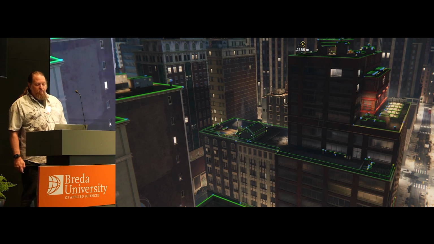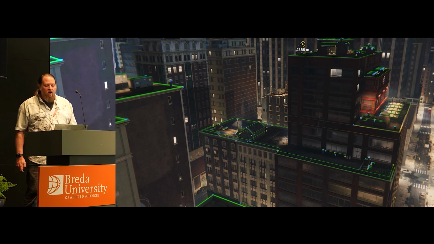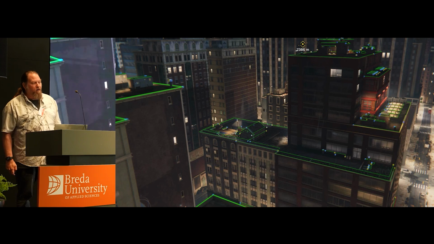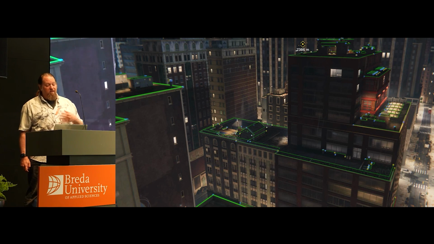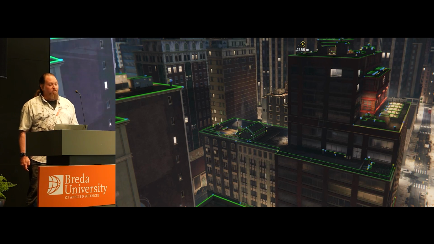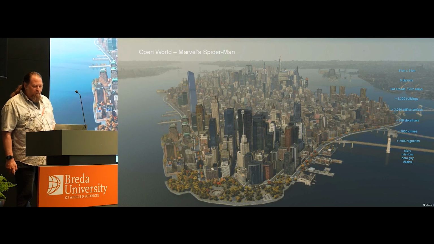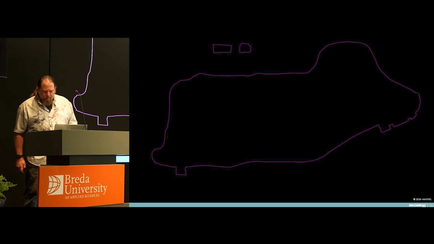The markup is procedurally generated, however, missing or incorrect markup on atypical architecture often requires hand markup by artists or designers. Types of markup include swing hint volumes, ledge path curves, wall crawl collision polys, and wall crawl blocker volumes. The open world of Marvel's Spider-Man consisted of 8,300 buildings.